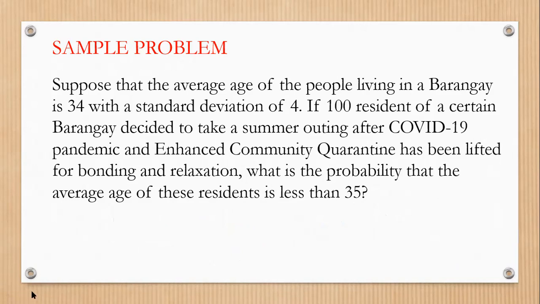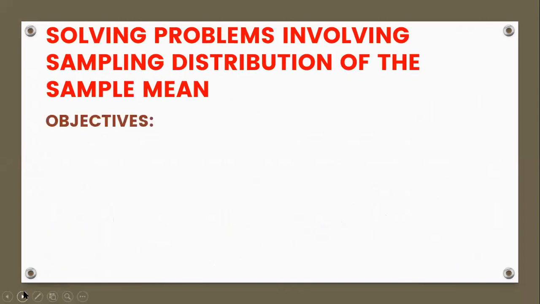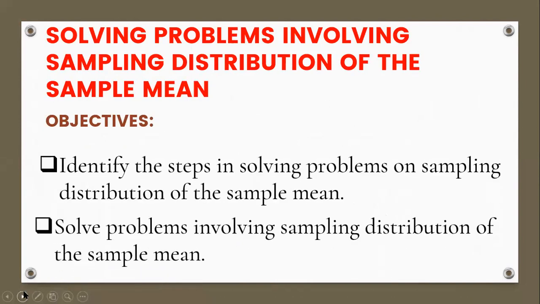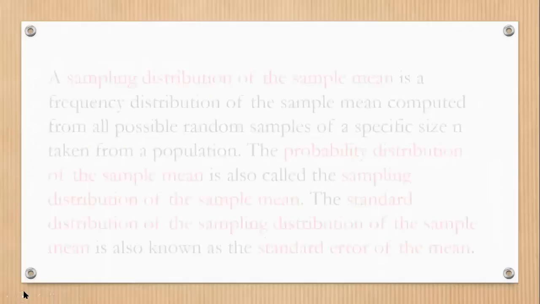Okay, so let's proceed with the next module. The next module is about solving problems involving sampling distribution of the sample mean. And here are the objectives. Okay, so we only have 2 objectives.